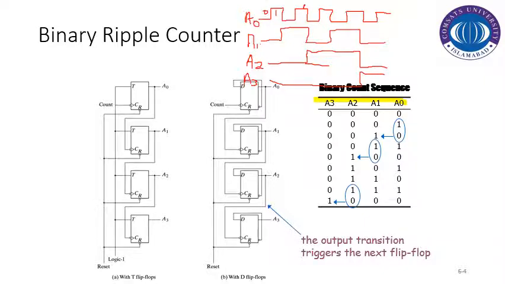So if we see the frequency of A0, that is basically F, for A1 that is basically F by 2, half of the original frequency, for A2 it is F by 4, and A3 is F by 8.